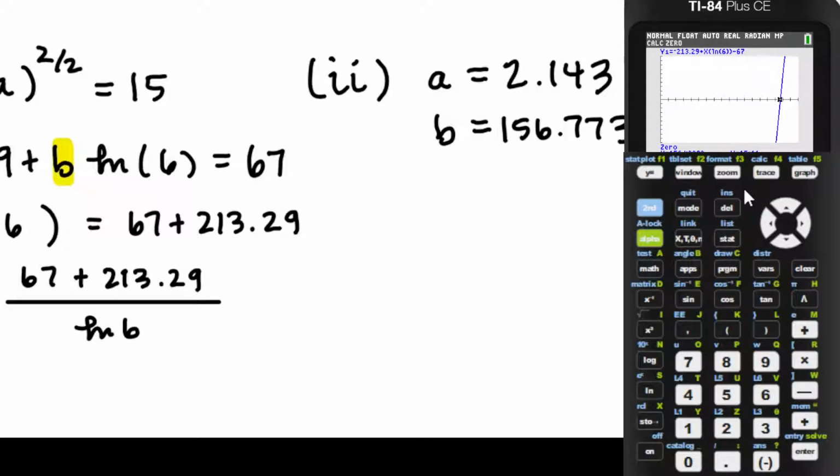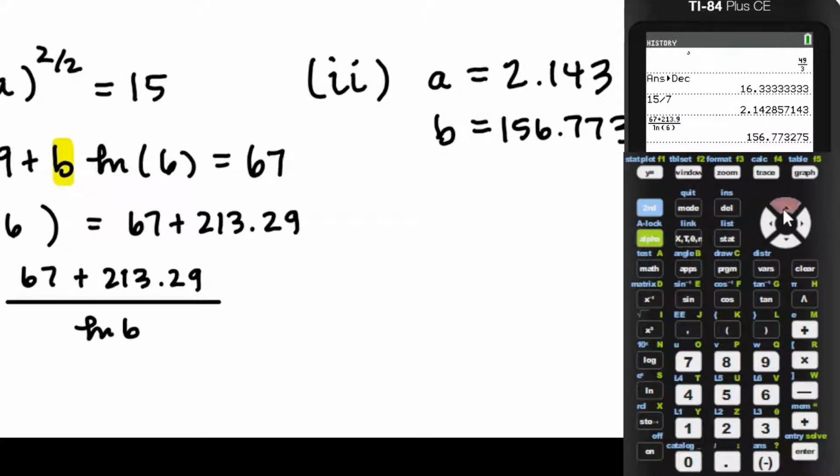156.43. Wait, what? 0.433. Wait a second. 156.773. 213.9. Is that the right number? 213.29 x log of 6 and 67. 213.29. Okay, yeah, so I definitely did type that in wrong. 29. And then there we get that same number.